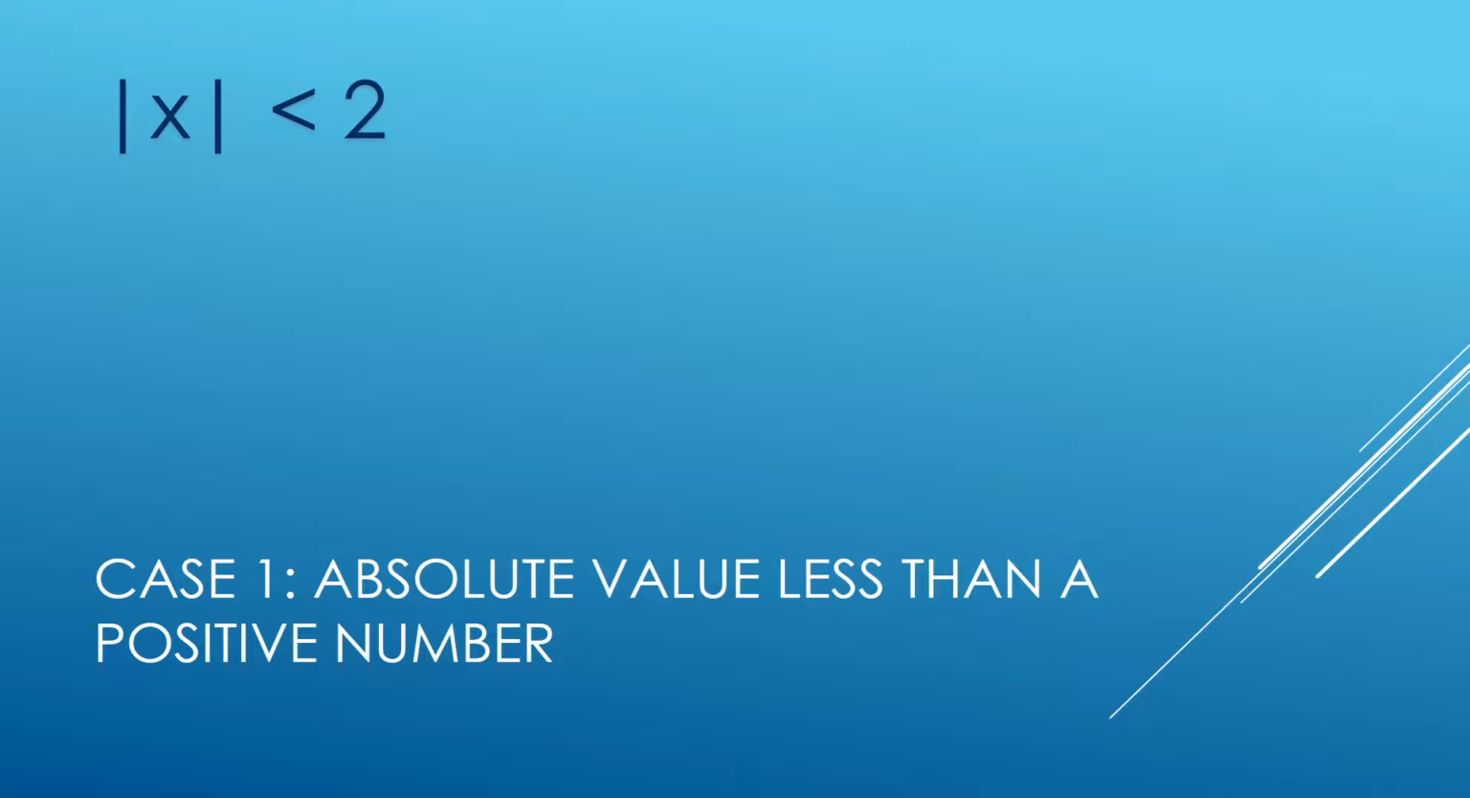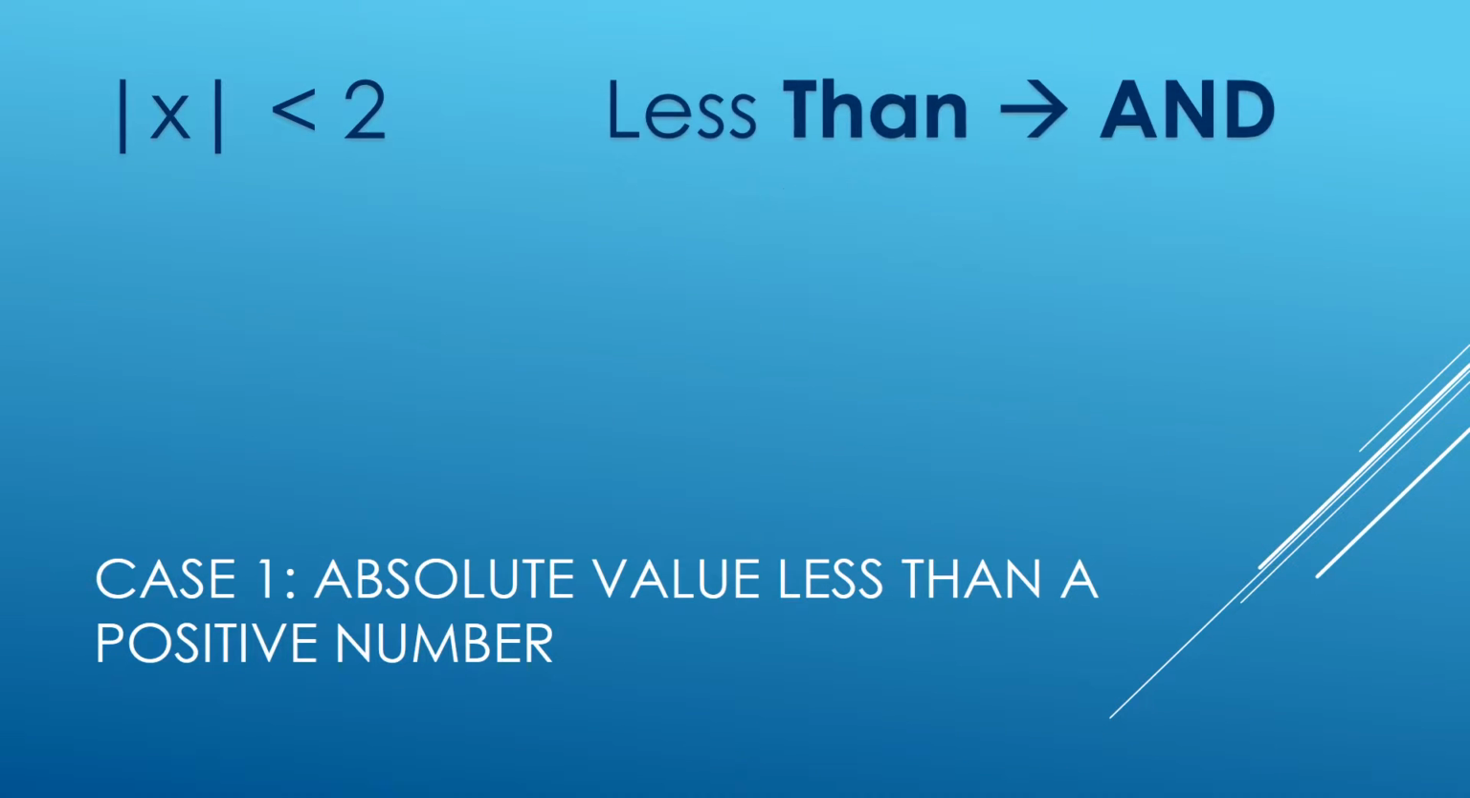Okay, let's take a look at our first case. Absolute value less than a positive number. So here we have the absolute value of x less than 2. Now less than sounds like "and," so that's how we're going to remember this. Less than, and. So we have x less than 2 and x greater than negative 2.